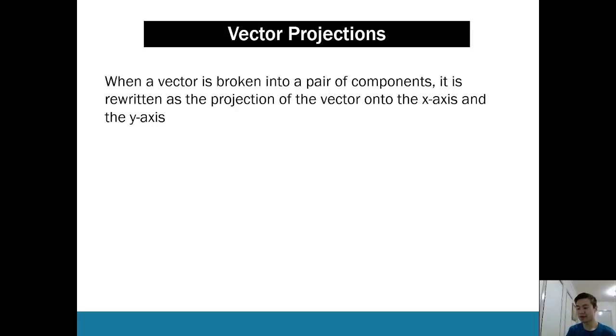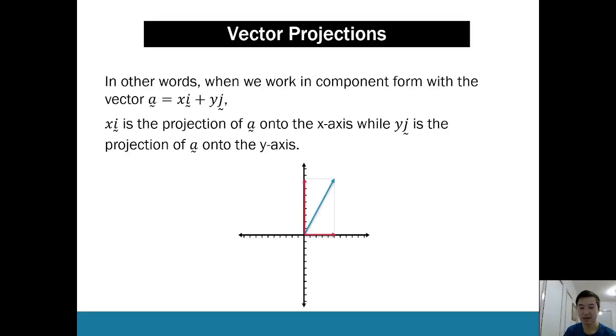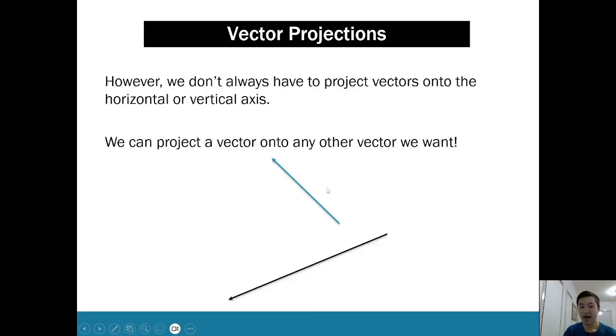So in vectors, you also learned about projections. When a vector is broken into a pair of components, we already know that it's rewritten as a projection of the vector onto the x and y axis. For example, when we have this blue vector, xi plus yj, xi is the projection of A onto the x-axis and yj is the projection of A onto the y-axis. However, we don't always need to project vectors onto the horizontal or vertical axis. You can actually project them onto any other vector we want.